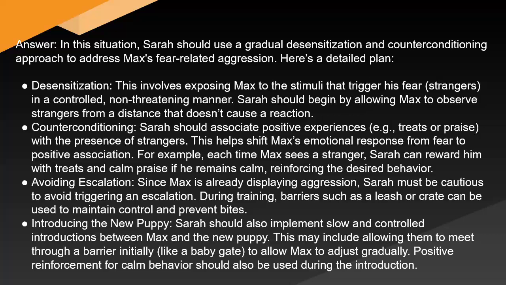Since Max is already displaying aggression, Sarah must be cautious to avoid triggering an escalation. During training, barriers such as a leash or crate can be used to maintain control and prevent bites. Introducing the new puppy, Sarah should also implement slow and controlled introductions between Max and the new puppy. This may include allowing them to meet through a barrier, initially like a baby gate, to allow Max to adjust gradually. Positive reinforcement for calm behavior should also be used during the introduction.